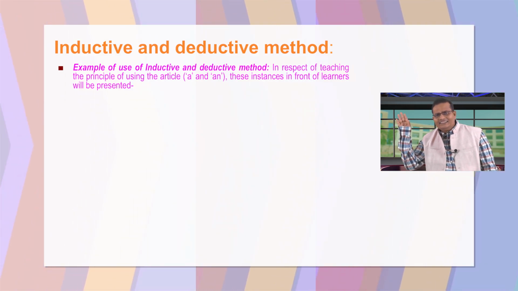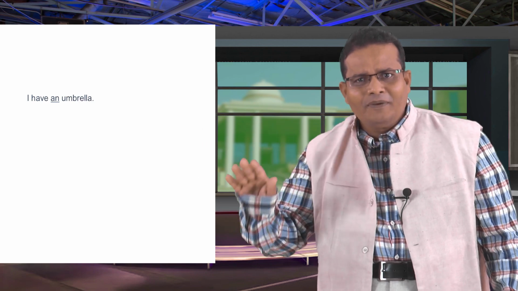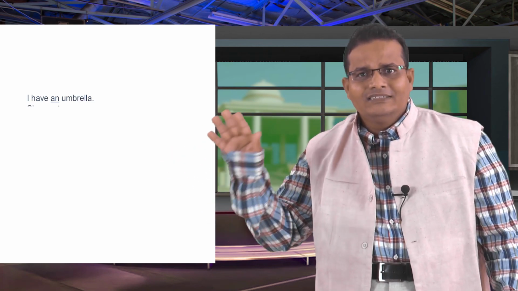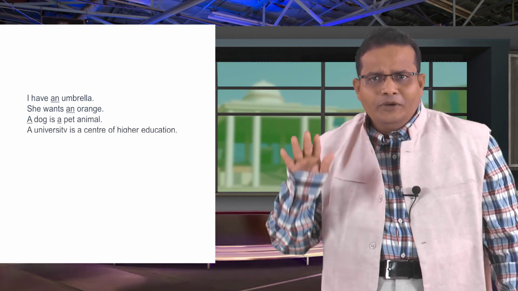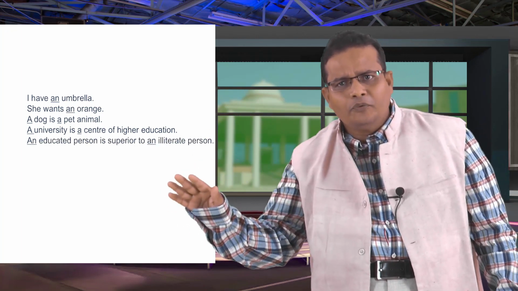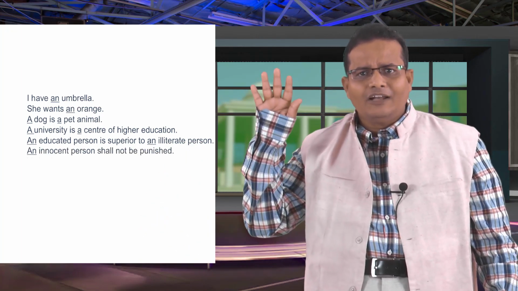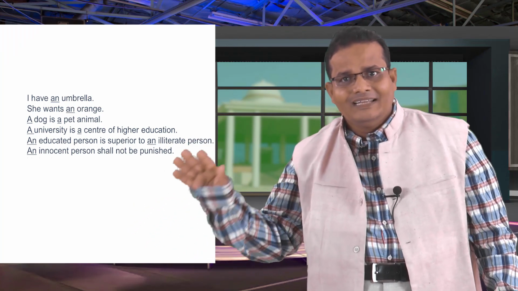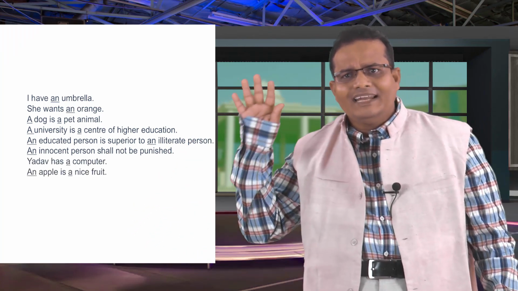These instances will be presented in front of the learners. I have an umbrella, she wants an orange, a dog is a pet animal, a university is a center of higher education, an educated person is superior to an illiterate person, an innocent person shall not be punished, Yadav has a computer, an apple is a nice fruit.